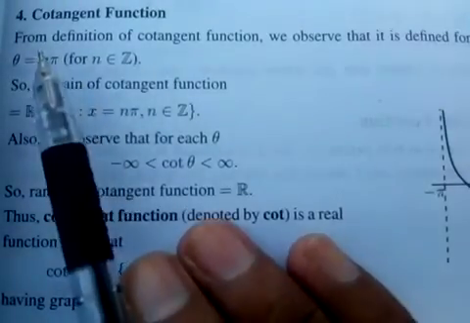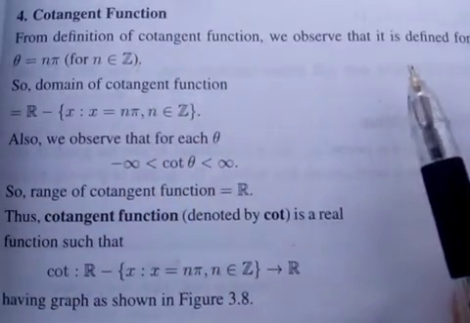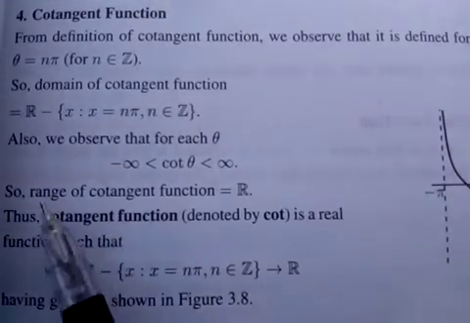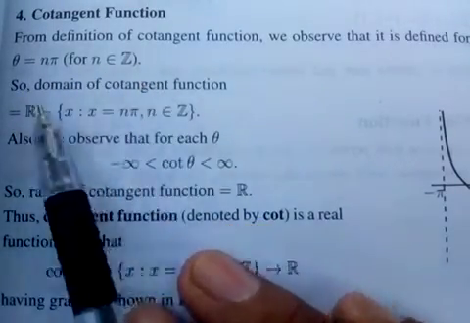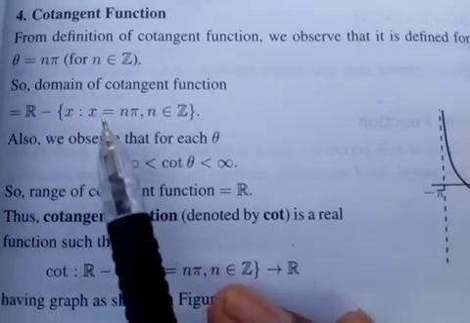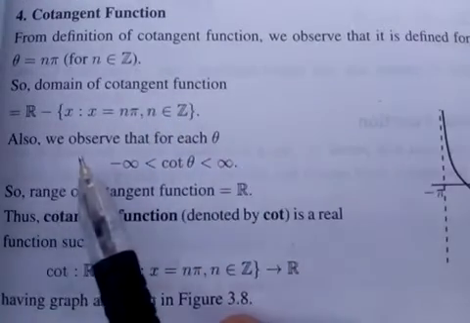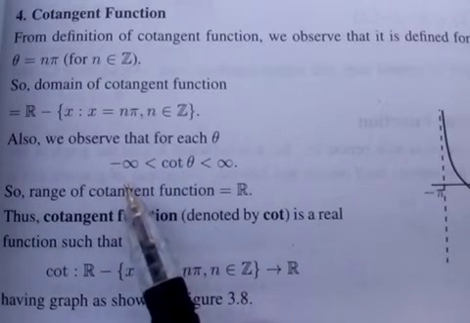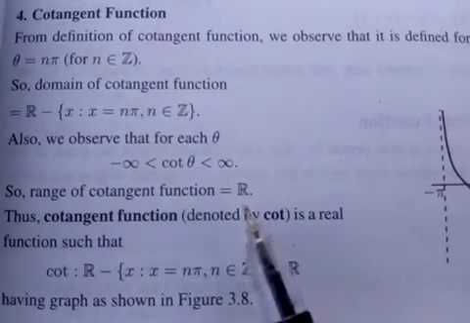Cot function, or cotangent function. From the definition of the cotangent function, we observe that it is defined for all real values of theta except for theta equal to nπ for n belongs to Z. So the domain of the cotangent function equals R minus {x : x = nπ, where n belongs to Z}. Also we observe that cot theta is greater than minus infinity and less than plus infinity, so the range of the cotangent function equals R.